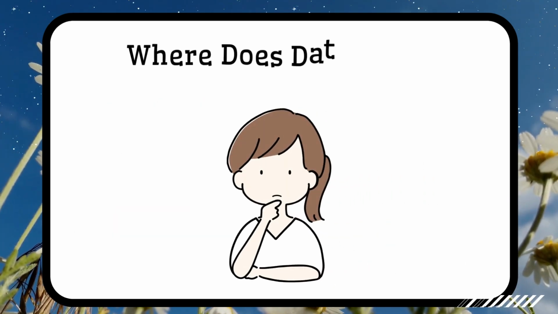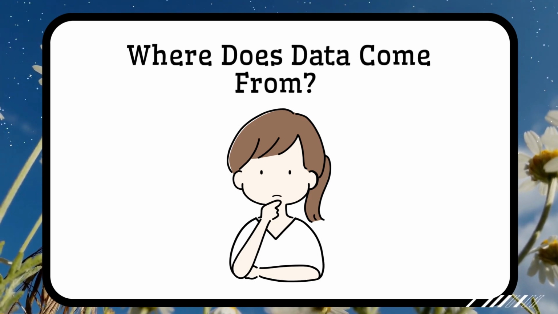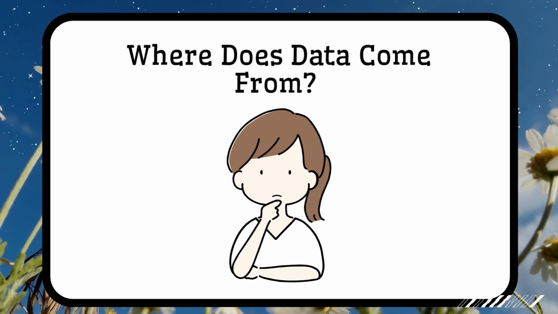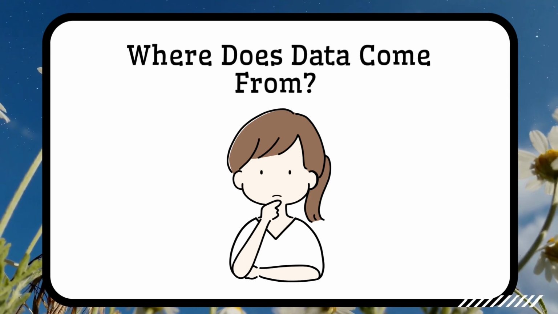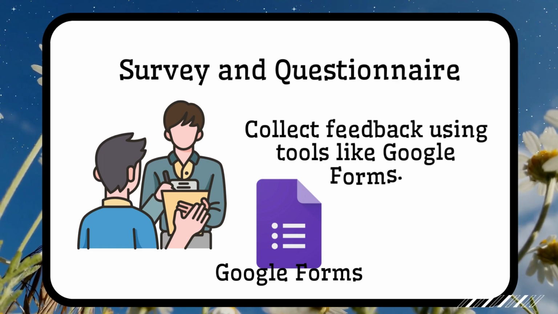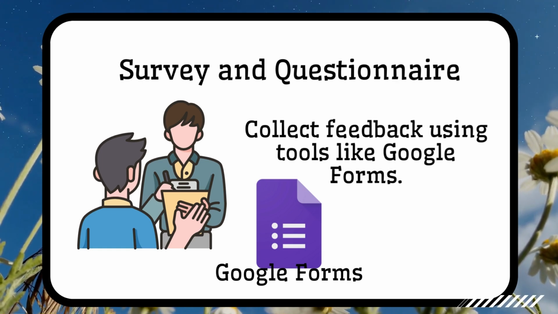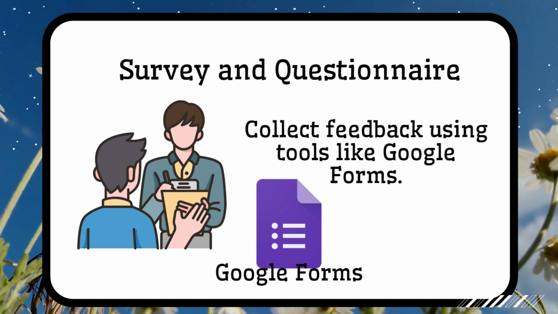Where does the data come from? Let's explore how data is collected in the real world. Here are 16 methods with examples to make them relatable. First method is surveys and questionnaires. In surveys and questionnaires, we collect feedback using tools like Google Forms.